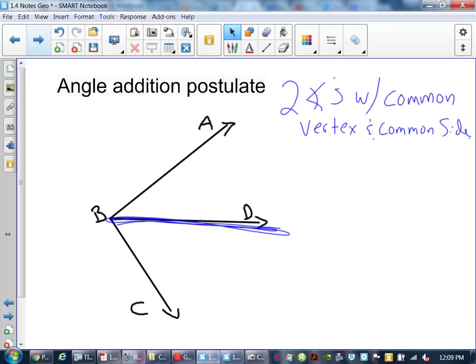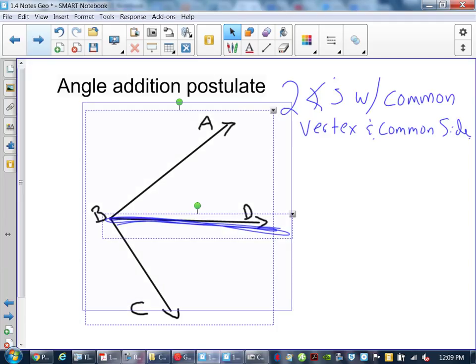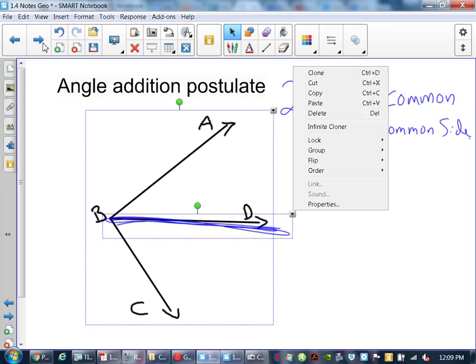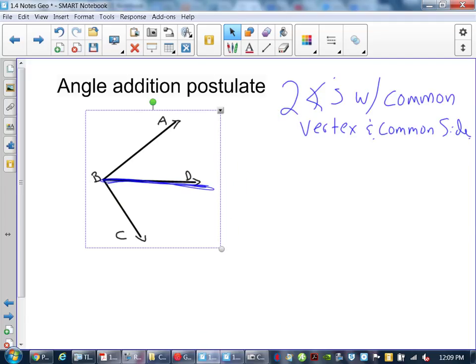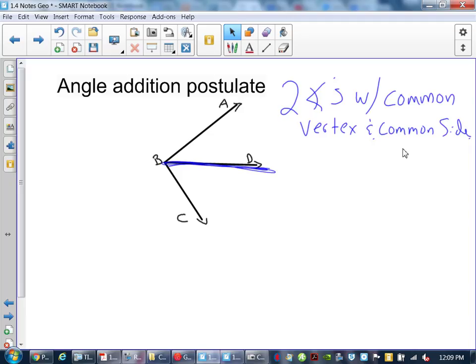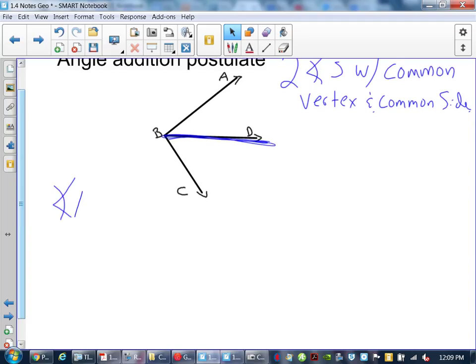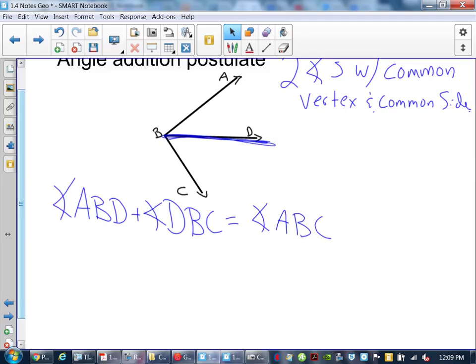Okay? For example, let's see, I have angle ABD plus angle DBC, which have to add up to equal which angle? ABC. Exactly. It would have to add up to equal angle ABC. What do all three of those angles have in common? B is in the middle, B is the vertex. And it should be.